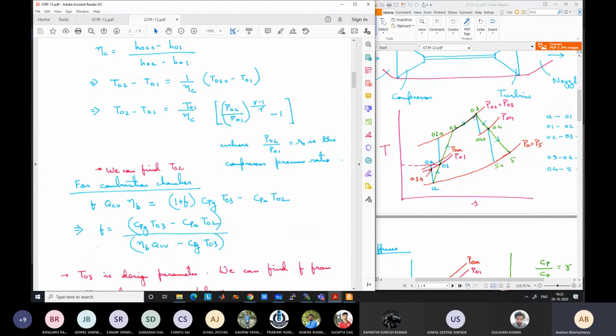Let us consider that there is no pressure loss. If there is pressure loss, you can easily calculate that part also, but let us assume that there is no pressure loss. So it goes from 02 to 03. At the outlet, what is the energy of the fluid? Cp of gas, because now it has become gas after the combustion. So we need to use Cp of gas into T03, per unit mass flow rate. This is the energy.